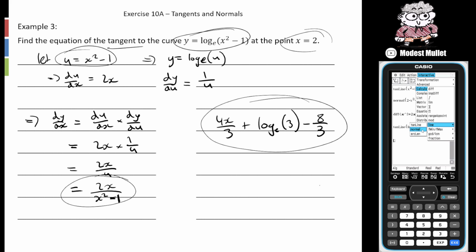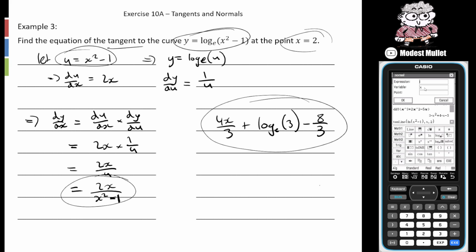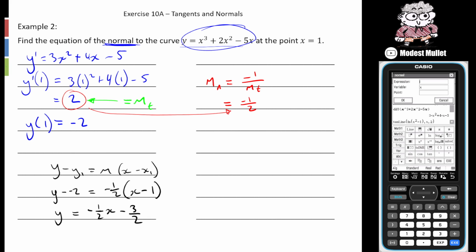Interactive, calculation, line, normal. Sometimes my pen on this CAS simulator plays up. So same thing, we can put in the expression. So let's check our work here. This was x to the 3 plus 2x squared minus 5x, and we were doing it at x is equal to 1.